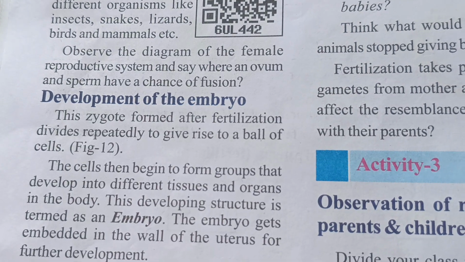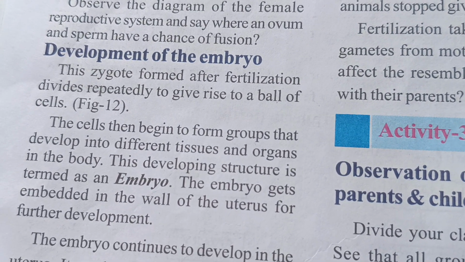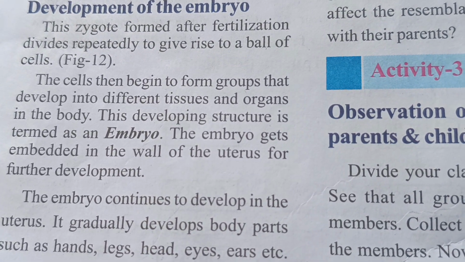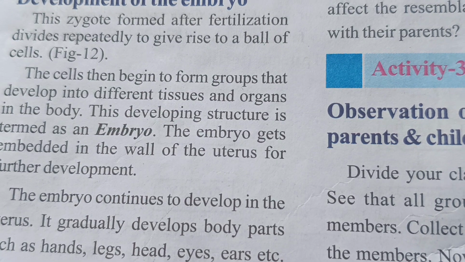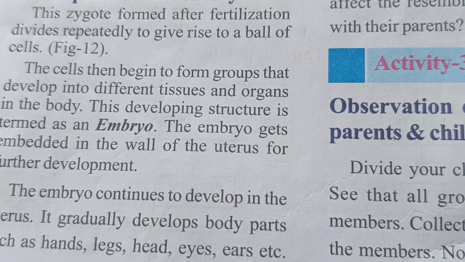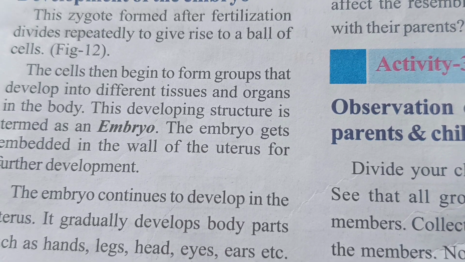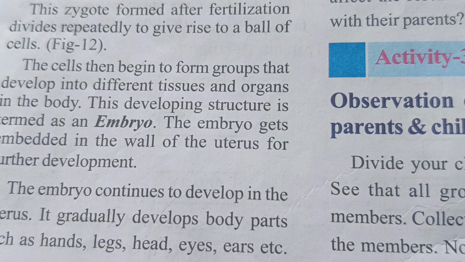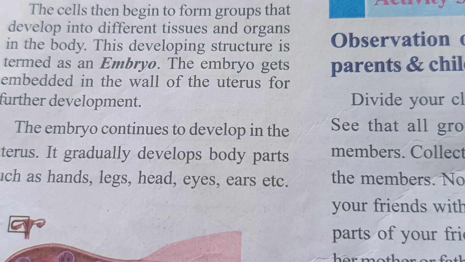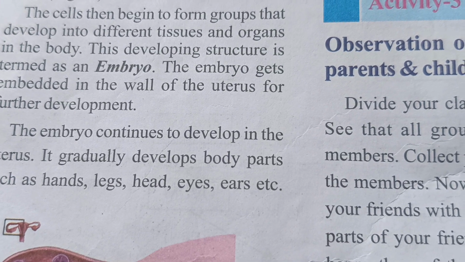Development of the embryo. The zygote formed after fertilization divides repeatedly to give rise to a ball of cells. The cells then begin to form groups that develop into different tissues and organs in the body. This developing structure is termed an embryo. The embryo gets embedded in the wall of the uterus for further development. The embryo continues to develop in the uterus. It gradually develops body parts such as hands, legs, head, eyes, ears, etc.